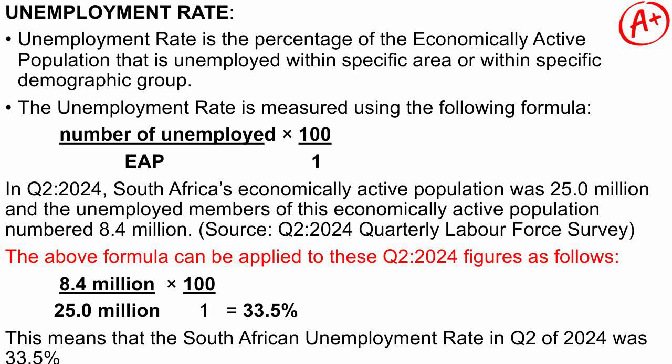Therefore, the unemployment rate will be 8.4 million, the number of unemployed people, divided by 25.0 million, the economically active population, multiplied by 100 divided by 1. That gave us 33.5%. What does this mean, guys? This means that the South African unemployment rate in quarter two of the 2024 financial year was 33.5%. The rate of unemployment was at 33.5%. Are we still together, guys? Great. If there are any questions, please do forward them for us to answer. Okay? Great.